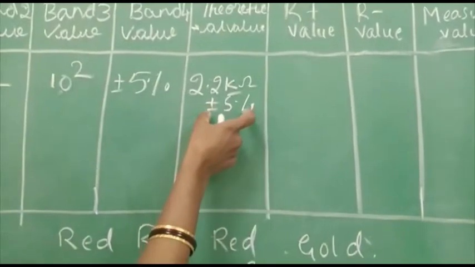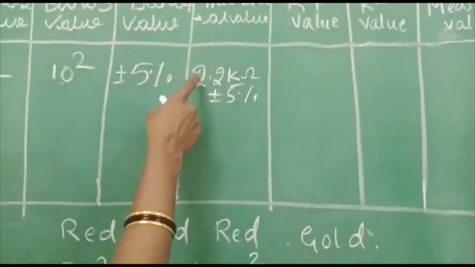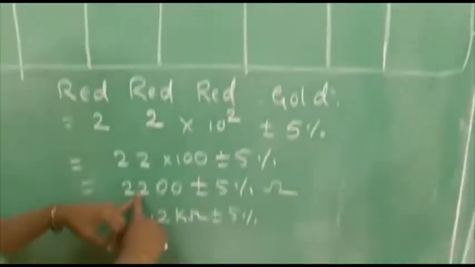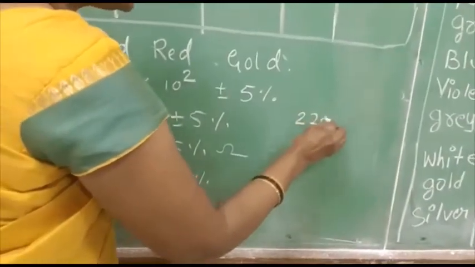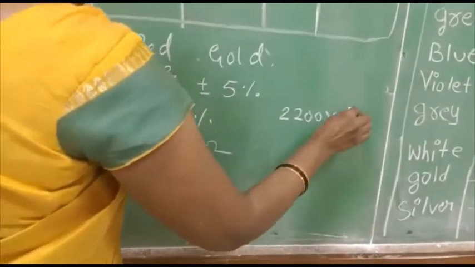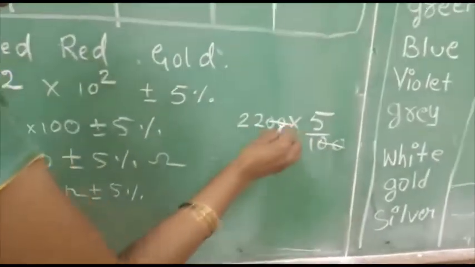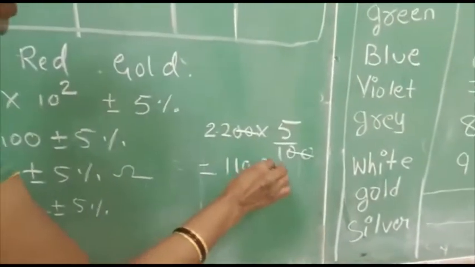So what is this plus or minus 5%? How much will we get for 2.2 kilo ohm? Let us find out now. 2.2 kilo ohm or 2200 ohm, I will write here 2200 ohm into 5%, which is 5 divided by 100. So these two zeros cancel each other. The value of this is 110 ohm.